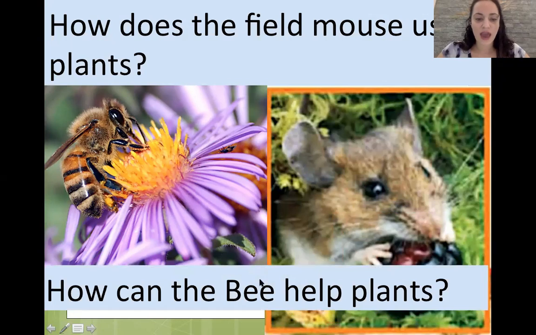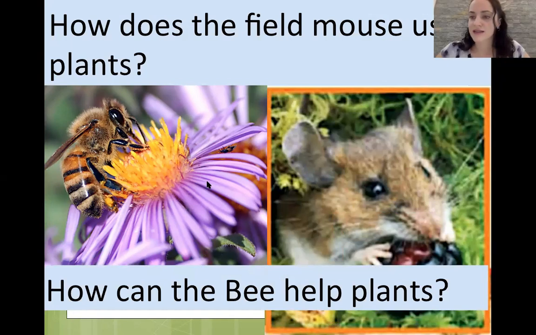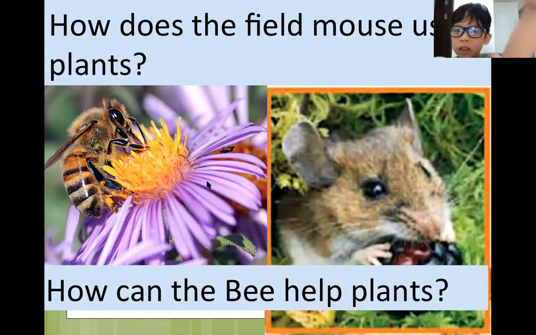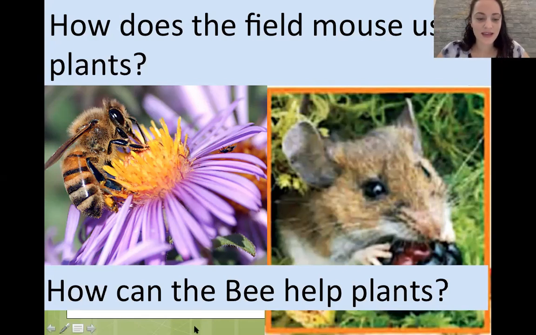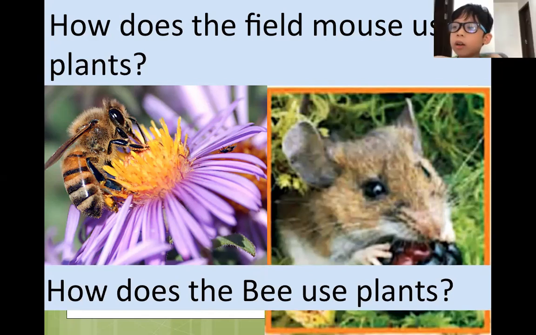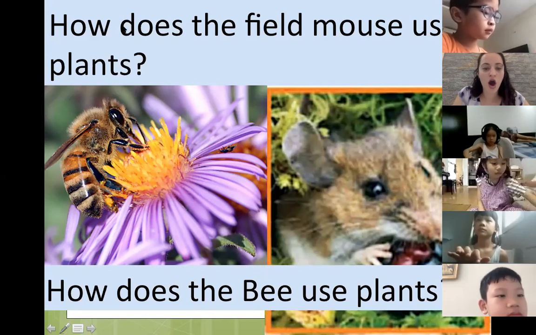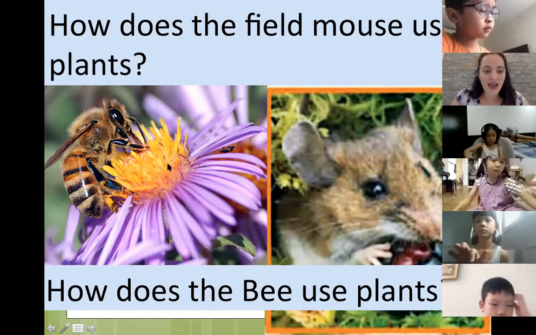So how can the bee help plants? Ray already said they spread pollen. Sino, how does spreading the pollen help the plant? To grow new plants. Very good, it helps them grow new plants. Sino, how does the bee use the plants? What does the bee get? Pollen. Very good. They also get something else. Who remembers what else they get? The bee gets pollen and something else to eat.